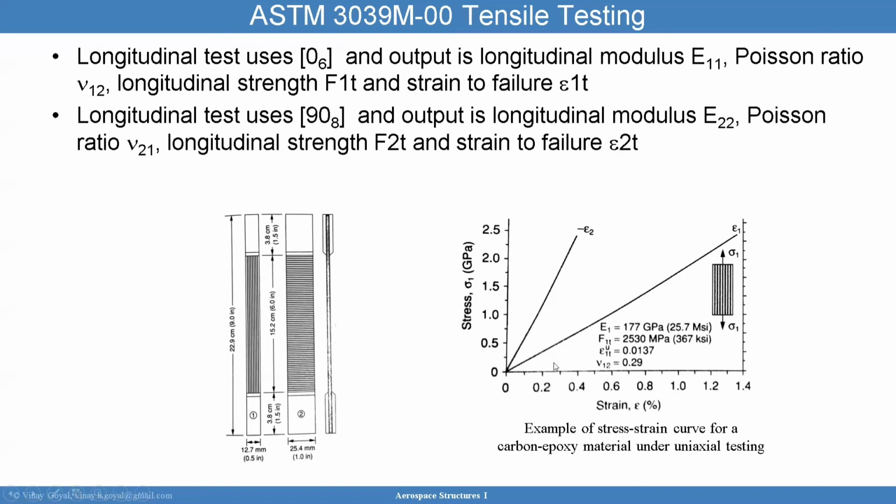You plot the stress strain curve, and the ratio of these two curves really gives you the Poisson ratio. It can also give you the strength to failure and elongation to failure, both in the 0 degree and 90 degree orientation respectively.